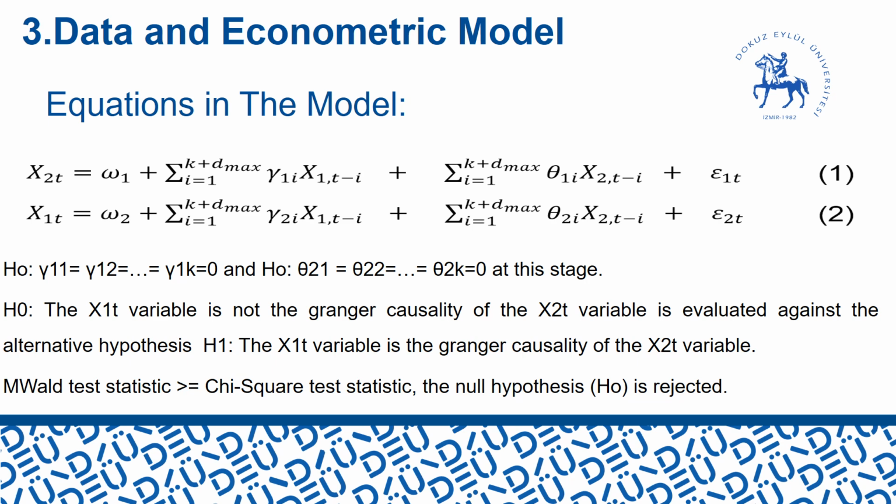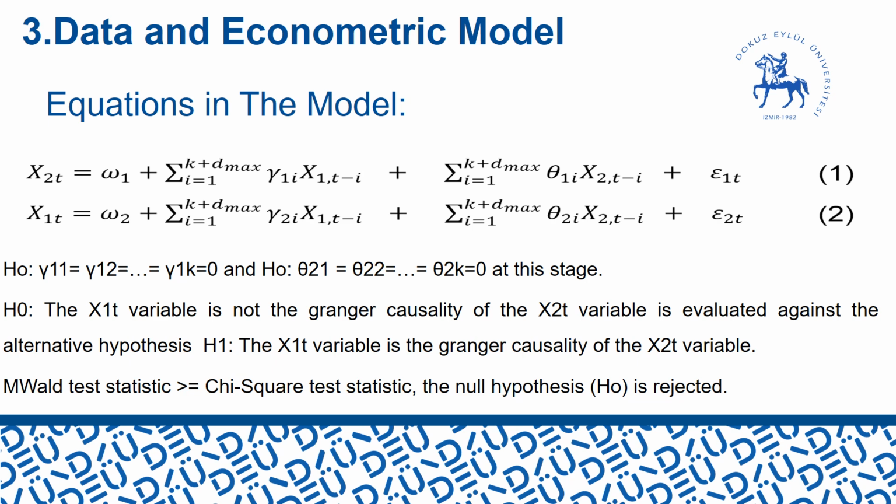Then an external variable, k plus dmax values, is added to the VAR model and estimated using the seemingly unrelated regression method. In the final step, the causality relationship is investigated using the modified Wald test for the estimated VAR model. The direction of the causality relationship for the variables in the model is tested with the hypothesis.